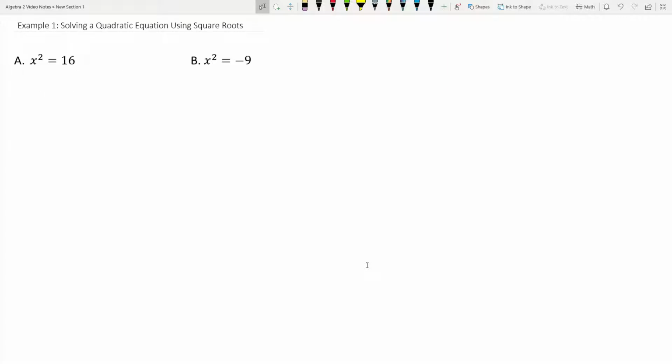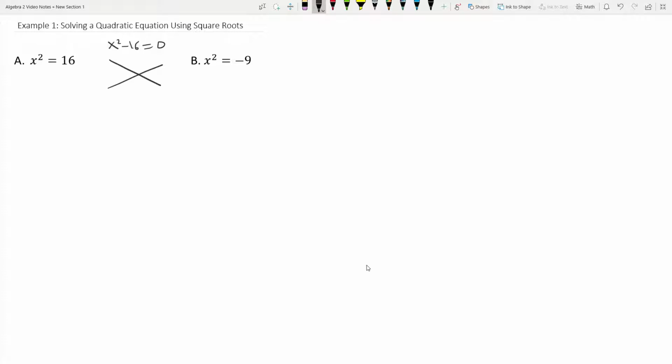So let's look at the first example. Let's solve a quadratic equation using square roots. Remember that a quadratic equation is an equation with 2 as the highest power, right? So we know this is quadratic. Normally, in the previous lesson, we would move the 16 over to the other side and get x squared minus 16 equals 0. And then you would factor this.